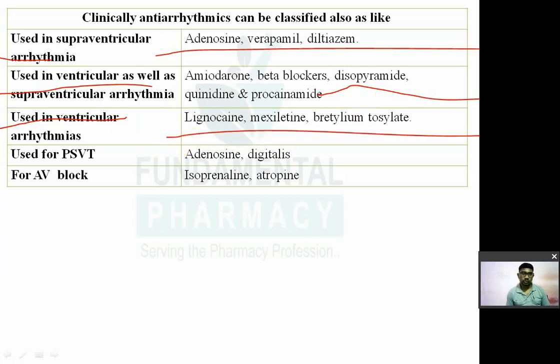Now, the drug used to treat paroxysmal supraventricular tachycardia. The question as it is asked is: adenosine. Adenosine is the drug of choice in the treatment of paroxysmal supraventricular tachycardia. For the drug used in AV block, isoprenaline.